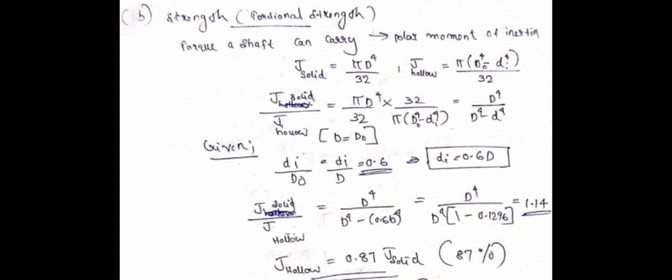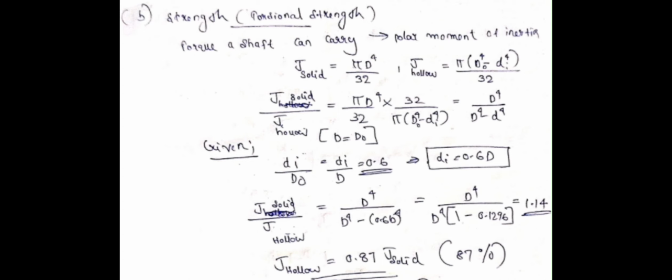We are also asked to compare the strength and stiffness with a hollow shaft of the same outer diameter. Talking of strength, that means torsional strength, we have to consider the polar moment of inertia. Whenever we are asked to compare strength, we have to compare the polar moment of inertia of both shafts. In this case, we have a solid shaft and a hollow shaft. All I have to do is take the ratio and express one with the other. That's the only thing we have to do.